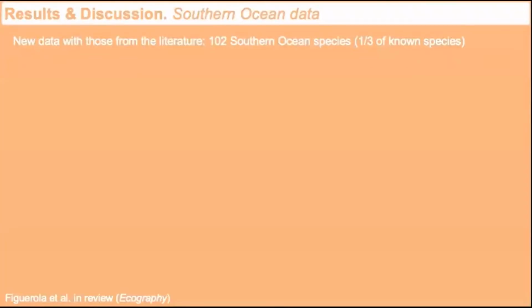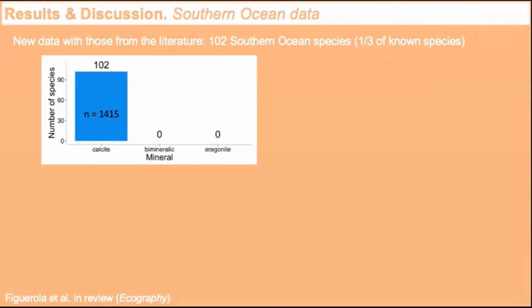Moving on to the results and discussion, we have generated the largest carbonate mineralogical and distribution dataset for bryozoans from the Southern Ocean to date. This includes data of about 1/3 of the known extant bryozoan species. Our results show that all species were calcitic, as previously revealed by several studies.